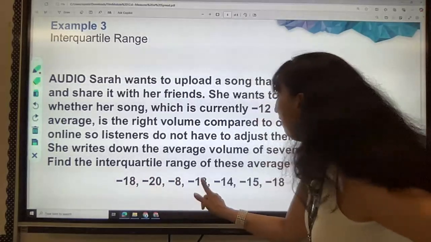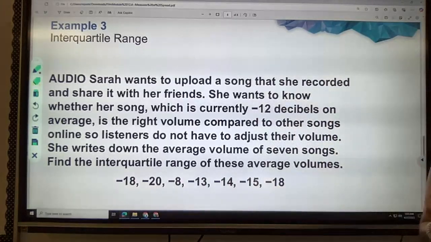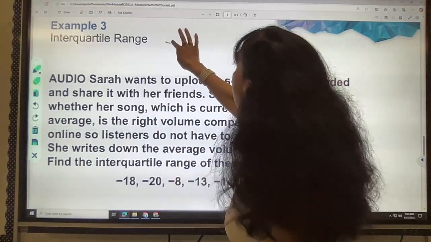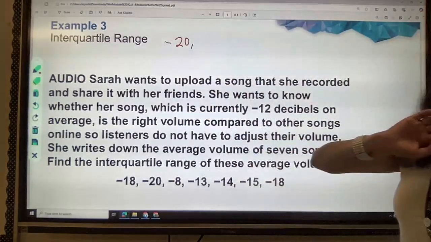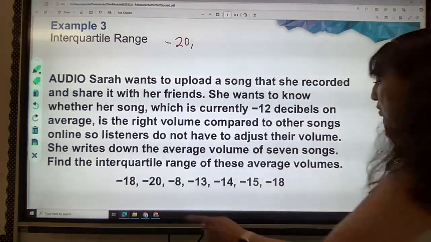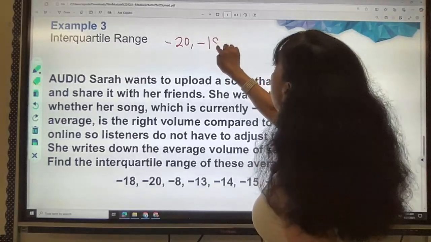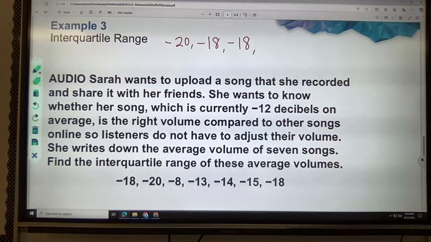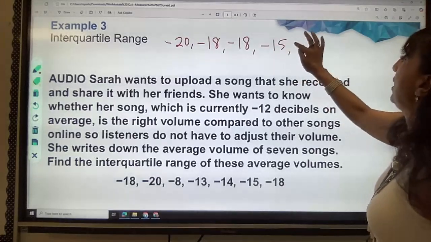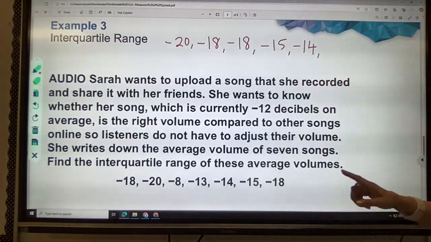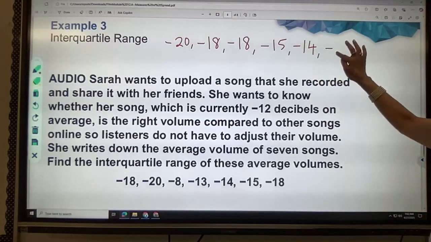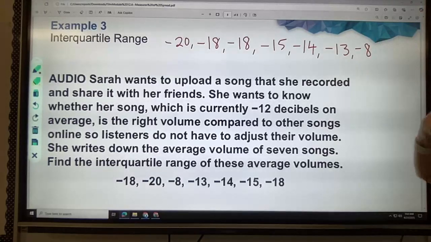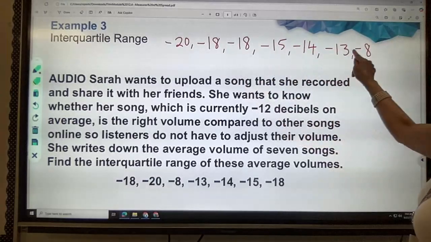I have 1, 2, 3, 4, 5, 6, 7. So let's go ahead and organize. And so my least number here I can see is -20. Okay. Then I have 2 -18s. You're going to write down both the numbers. Do not skip. Then I have -15, -14, and then I have -13. I have -8. So let's see. 1, 2, 3, 4, 5, 6, 7. There we go.